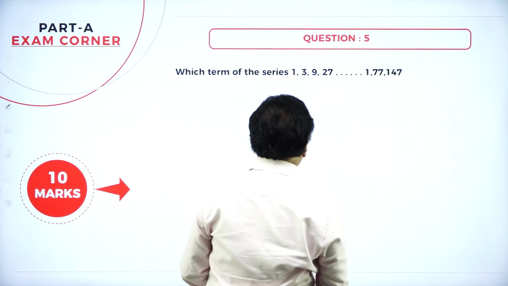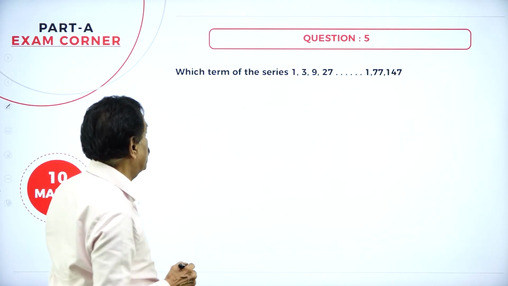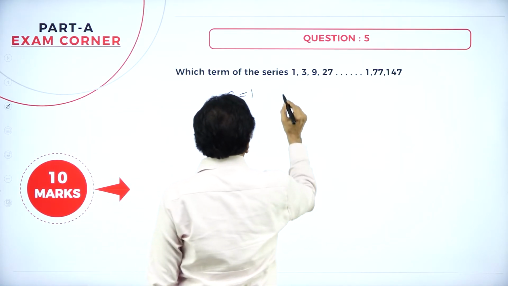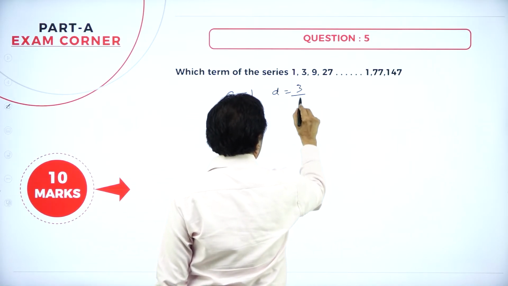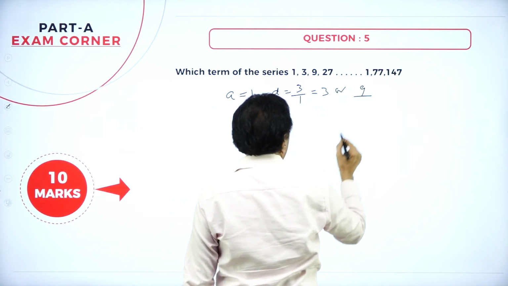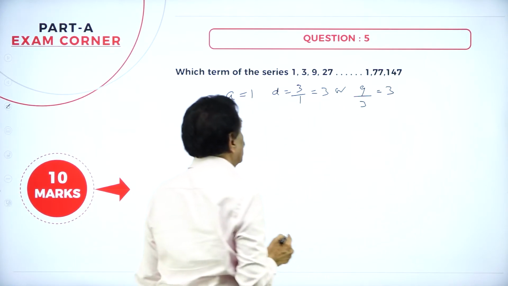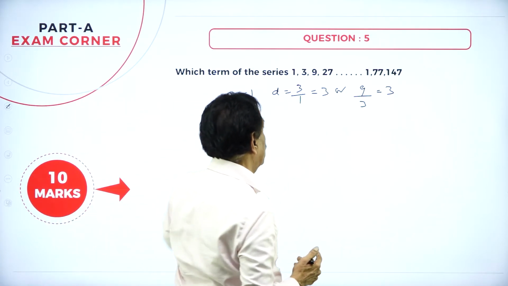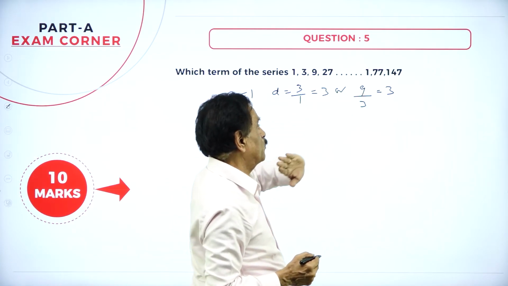Then, which term of the series 1, 3, 9, ... is 177147? Here, a is equal to 1, and the ratio is 3 divided by 1 is equal to 3, or 9 divided by 3 is 3. That is the second number divided by the first number. So the last number is 177147. Here the first number is 1.